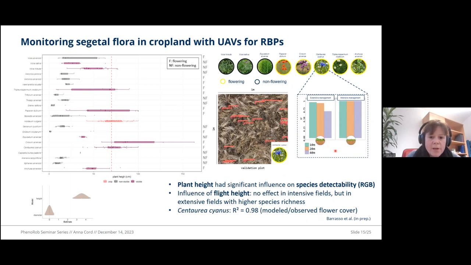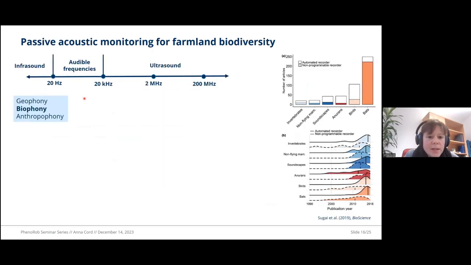Yeah, so this is one example, and I'm hoping for some feedback on that, and also for maybe future interaction. The second technology we're using is passive acoustic monitoring. So basically microphones for us, the interesting part.